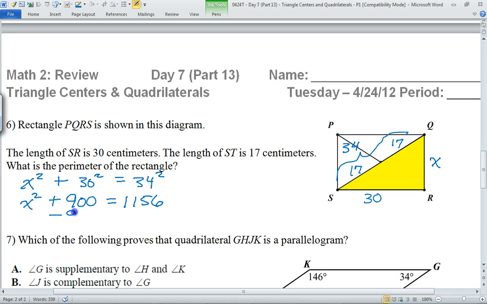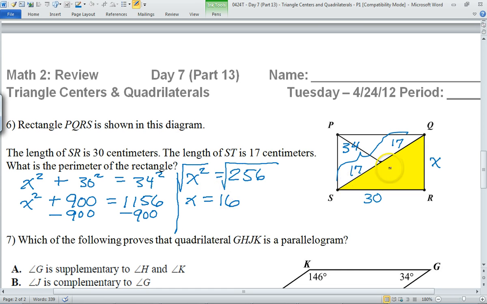Then I'm going to subtract 900 from both sides. Okay, need a little space. So that's going to give me x squared equals what? 256. Then I'm going to take the square root of both sides. And that's going to give me what? 16. X equals 16. Okay? So that means this is 16 over here.